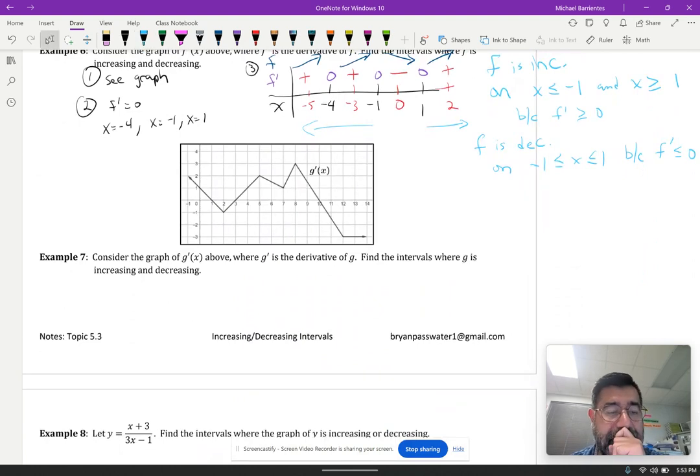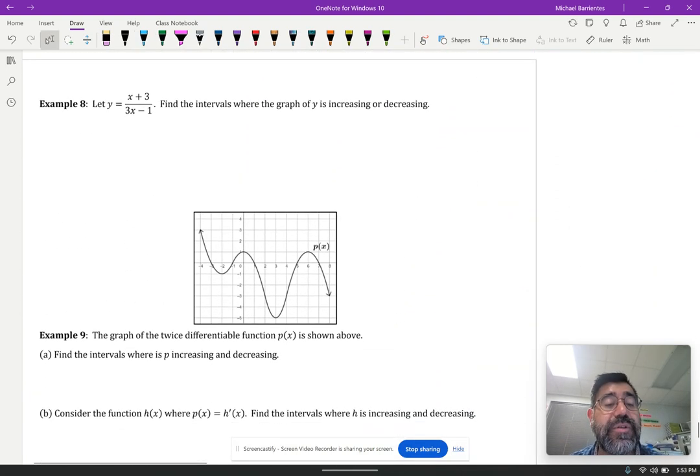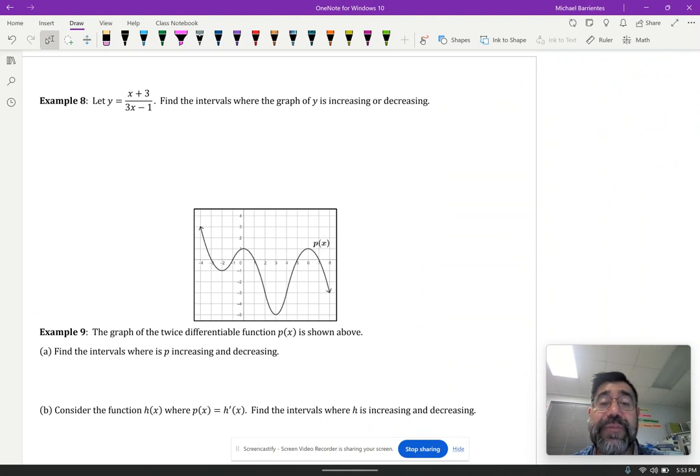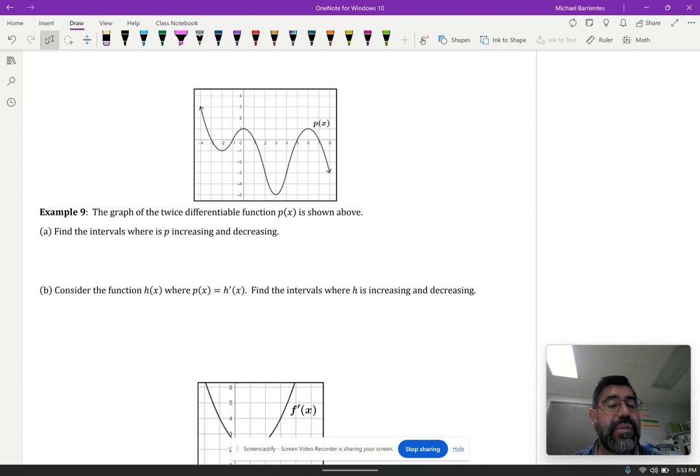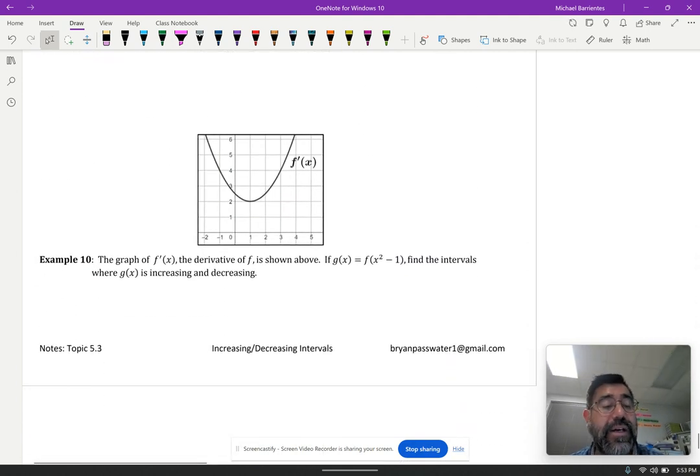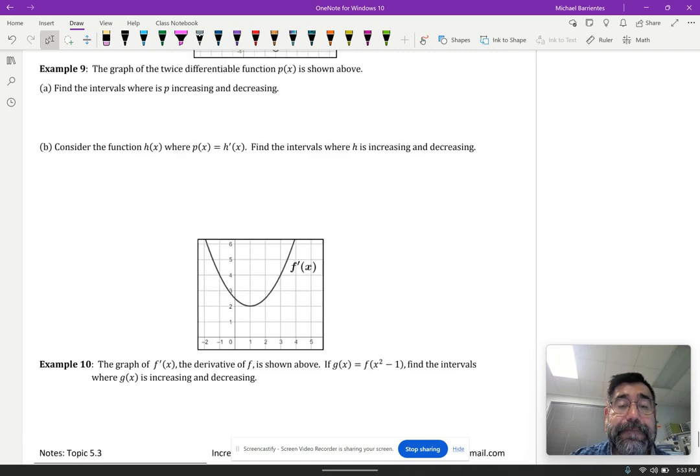Let's try one more. And then I'm going to ask you to maybe try number 8. Number 8, you have to work it out and find the derivative. Number 9, you don't have to work out because they give you the graph of the function, so you can identify where it's increasing, decreasing. And then on number 10, it's kind of like the one we just did, where they give you the derivative, and you have to determine what the original function is doing in terms of that.